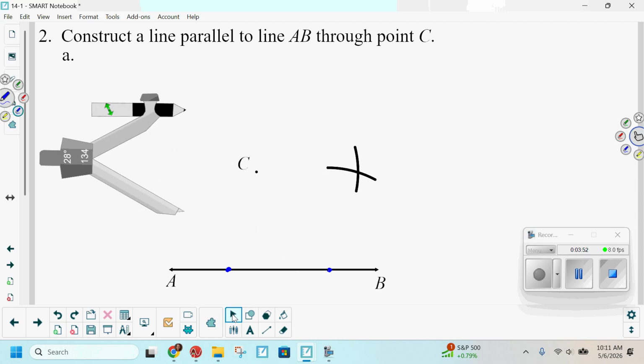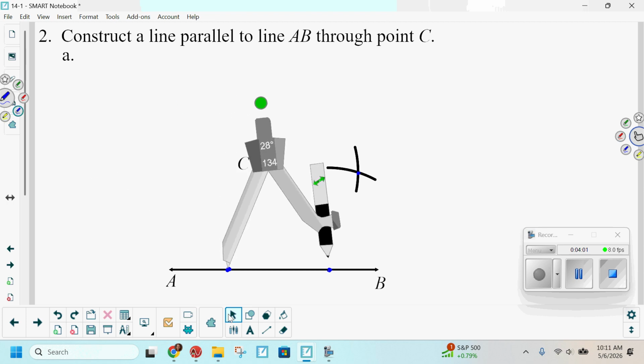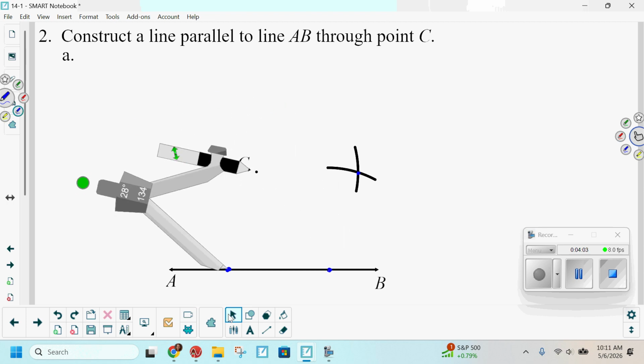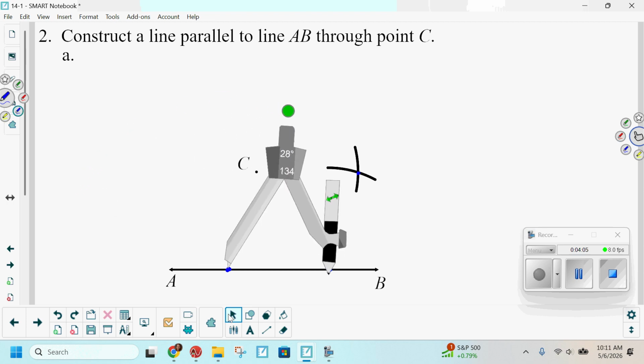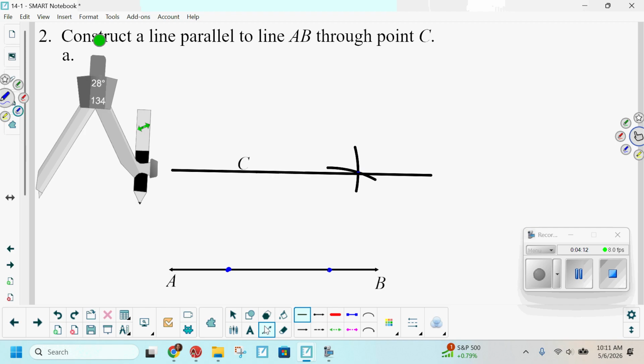Now I said rhombus. I actually should have said parallelogram because I didn't know in the beginning. It just happened to work out that this distance was going to be the same as this one. I could have made it that way, but technically I was actually just making a parallelogram. So now I'm not going to connect. I'm just going to draw the line through here, and these are parallel because I made essentially a parallelogram. So this would be parallel, and I'm done.